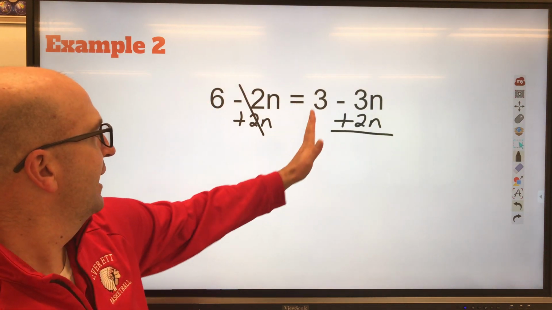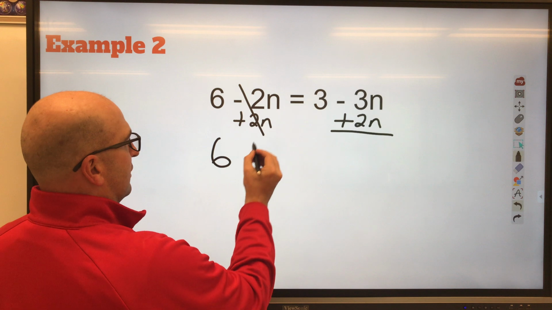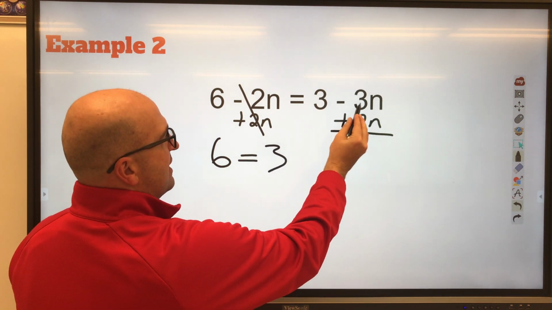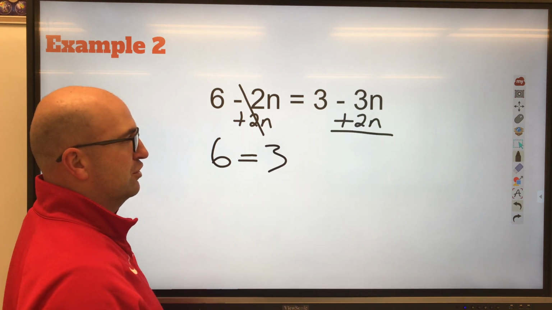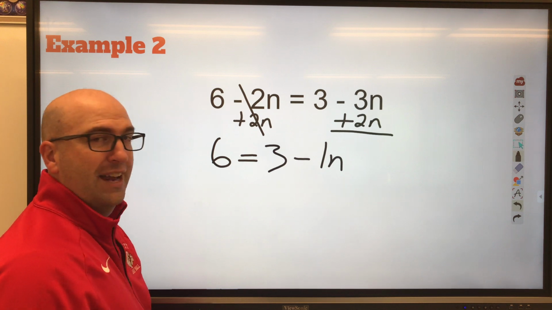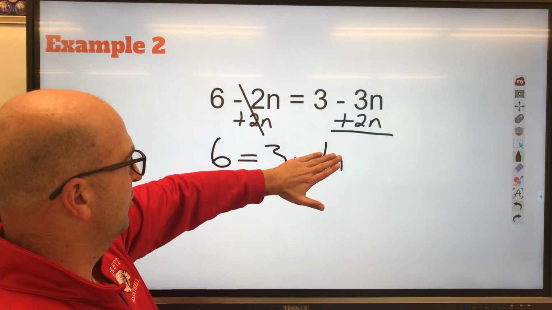I bring everything else down to my next step of the problem. 6 equals 3, and then I've got negative 3n plus 2n. That gives me negative 1n. So now my n is on this side of the equal sign. That's where it's going to stay.